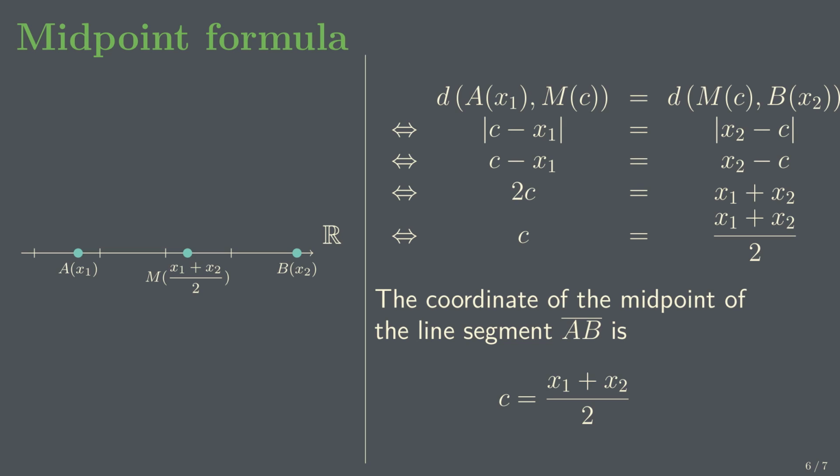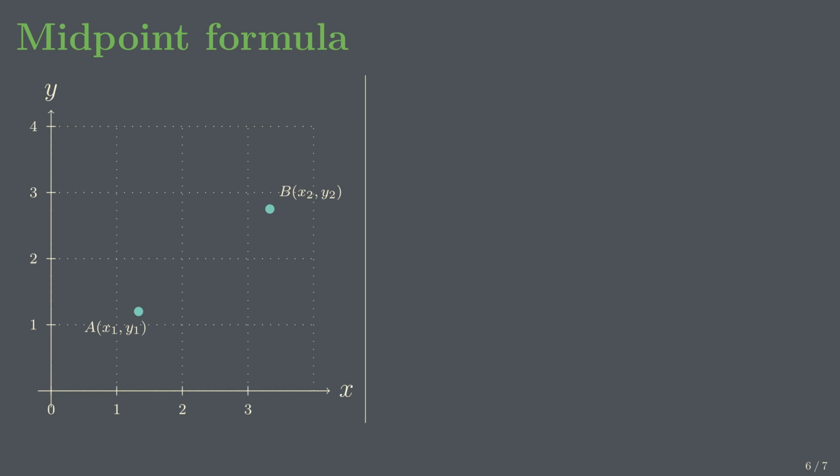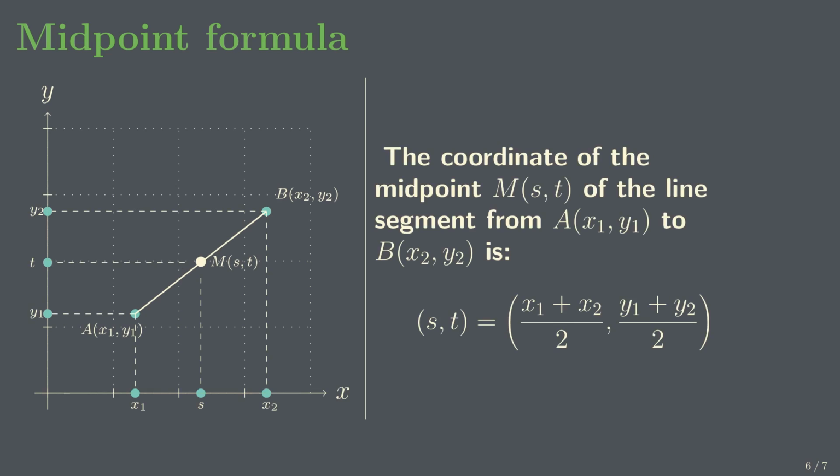So now we come to the problem of finding the coordinates of the midpoint of 2 points on the plane, given a point A with coordinates x1, y1, and B with coordinates x2, y2. Then how can you find the coordinates of the midpoint M, which we denote by s and t? Well, this can also be seen using the formula that we already have for points on the real line. So as before, we project A and B to the x-axis and to the y-axis.